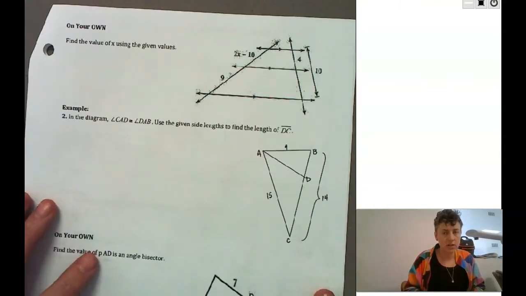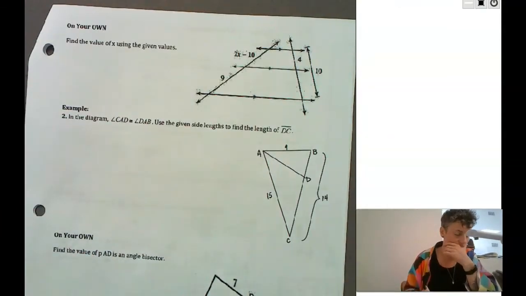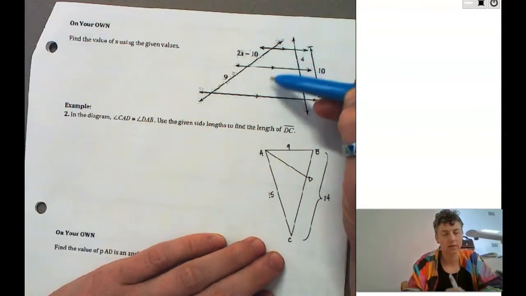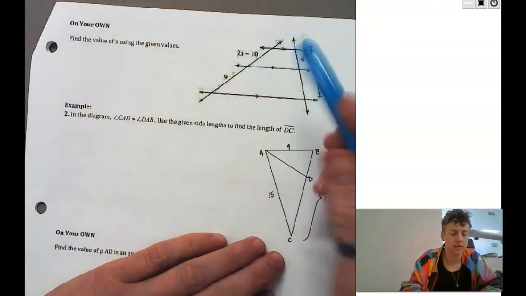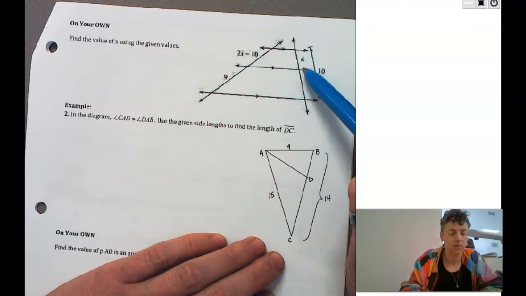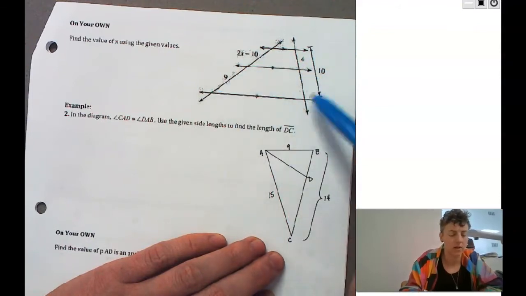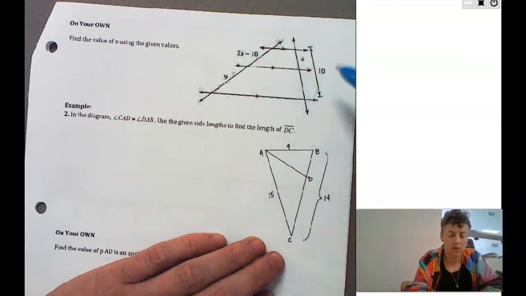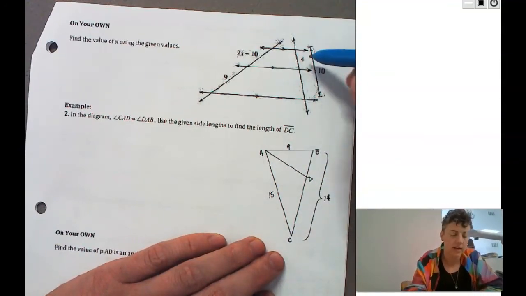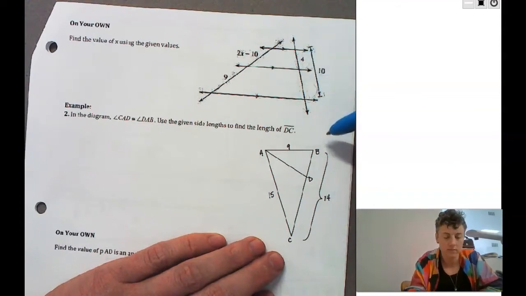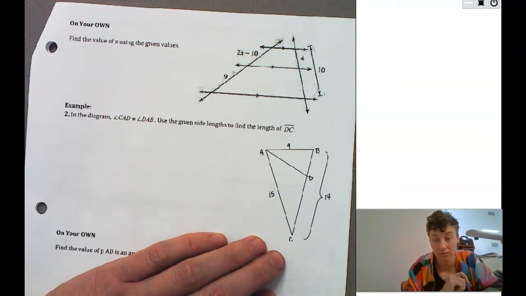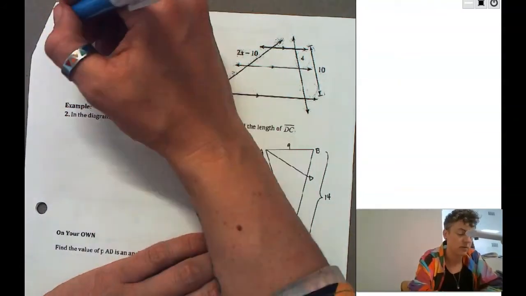Oh, look! It's your turn! That's fun. Find the value of x. Using the given values, I see 3 parallel lines. So that means these sides are going to be proportional. But wait, how long is this side? We know the whole thing's 10, and that chunk's 4. So you'll have to figure out how long that side is. Do a little quick subtraction. It's gonna be great. That one, my dears, is for you.